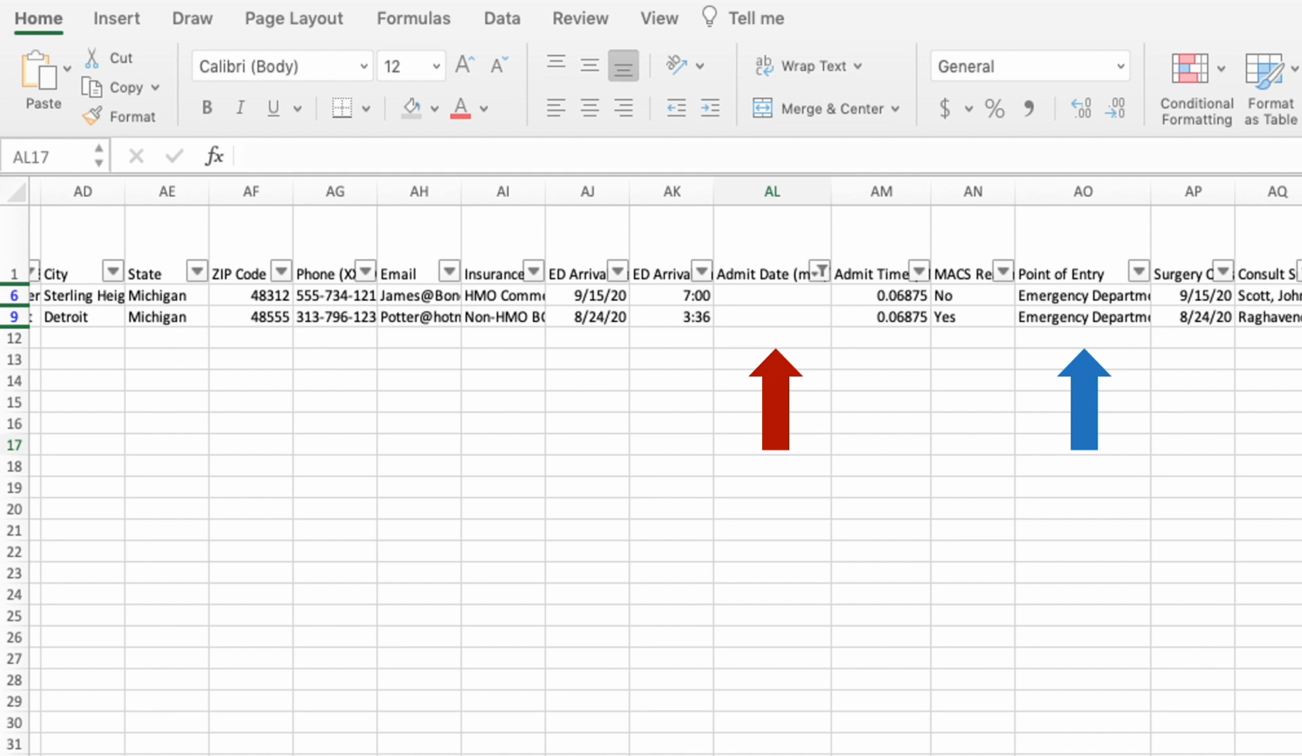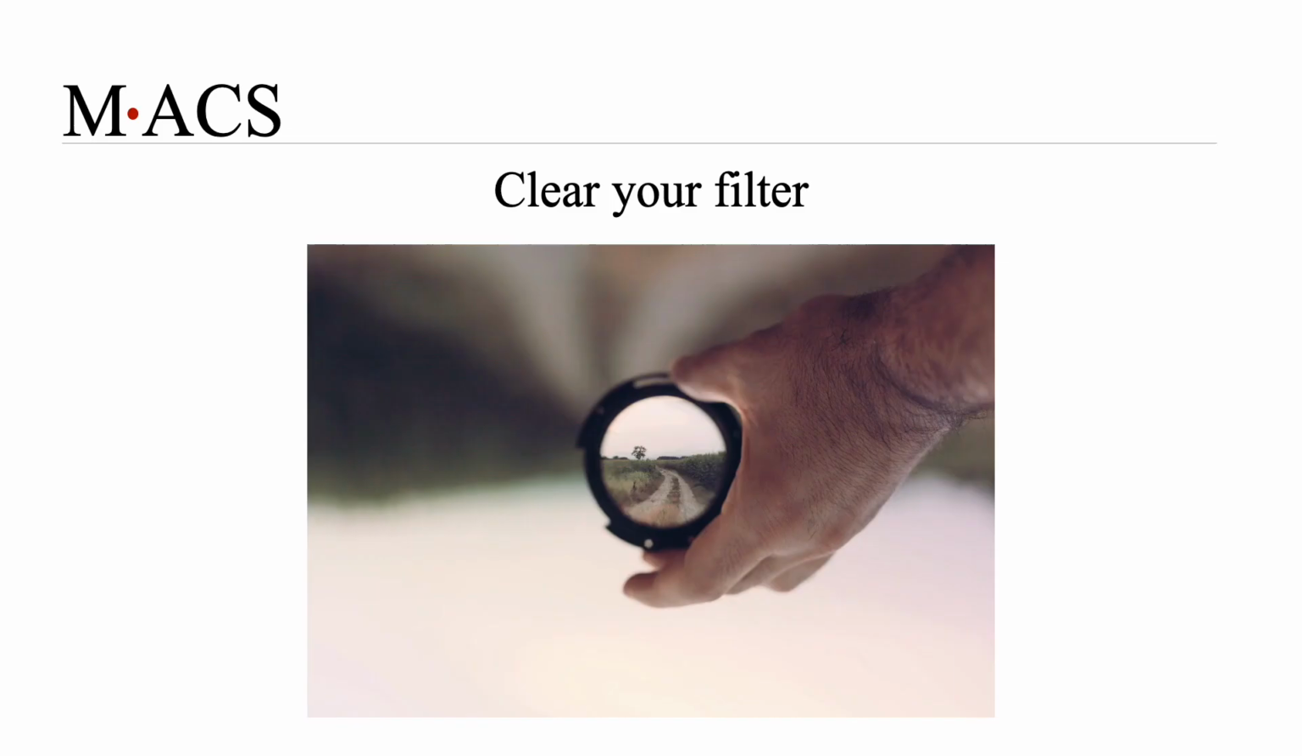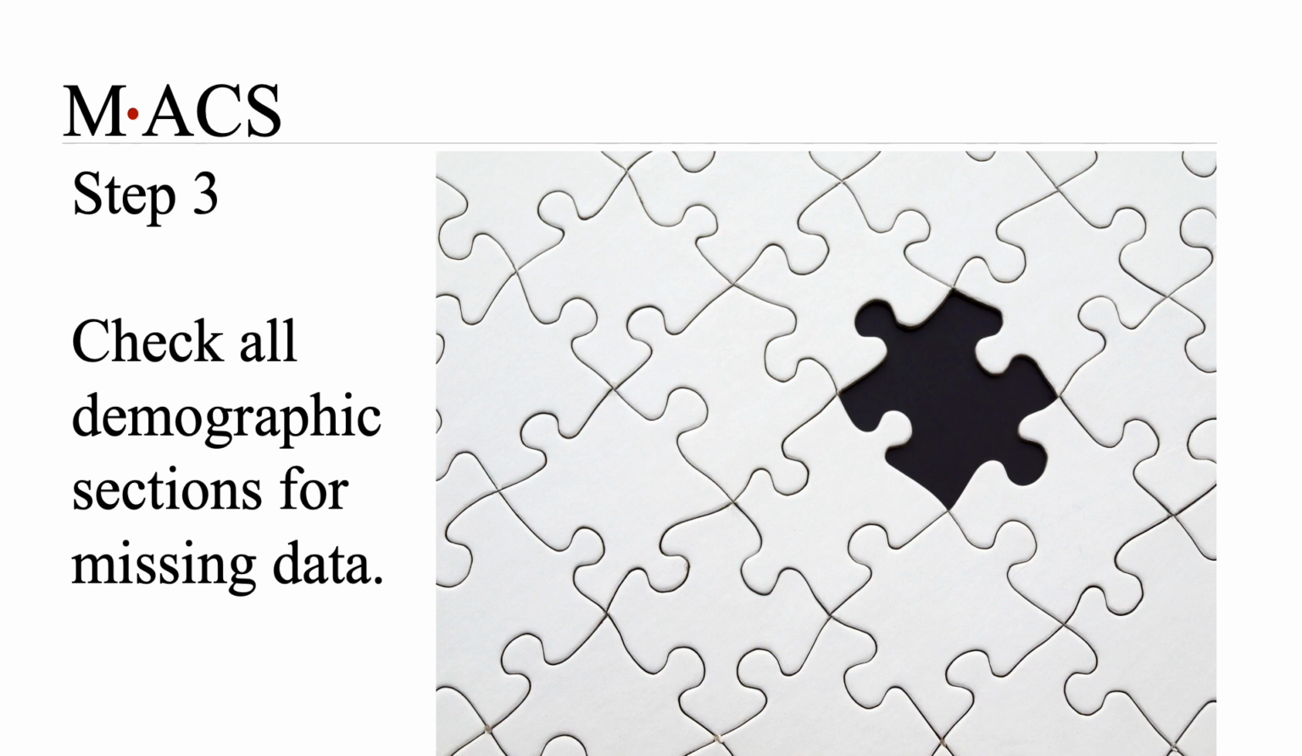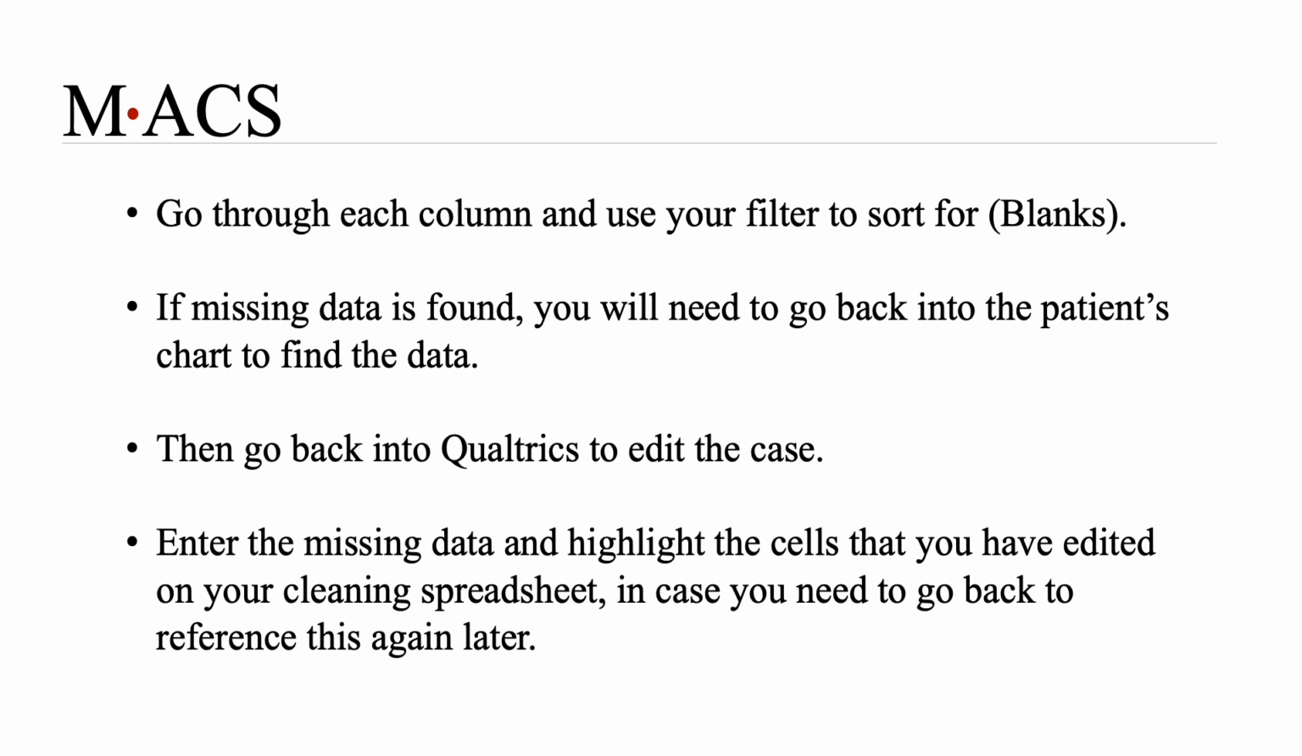Now, if you were to see something other than ED only in this column, you will need to go back and figure out if the patient was actually admitted or if the point of entry is incorrect. And don't forget to clear your filter again. Step 3. Check all demographic sections for missing data.